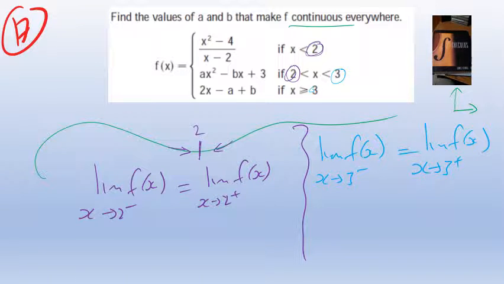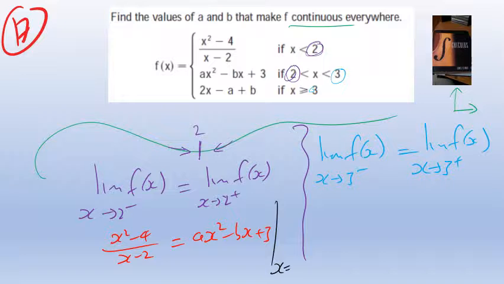So what do we have here? Basically what we're saying is nothing more than taking x squared minus 4 over x minus 2. Now that's what we're going to do, right? We're going to do a direct substitution. And that must equal, so we mesh them up, ax squared minus bx plus 3, but for x equals 2. And then at the other junction, let's use this mangoey color, we must have ax squared minus bx plus 3 equals 2x minus a plus b at x equal to 3.